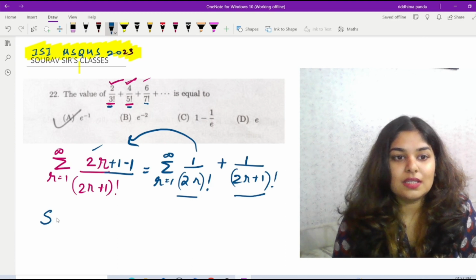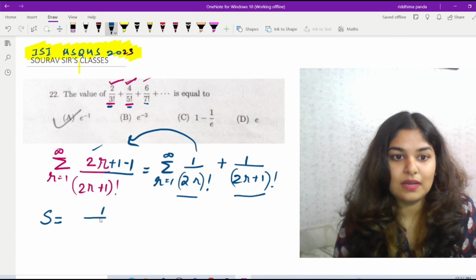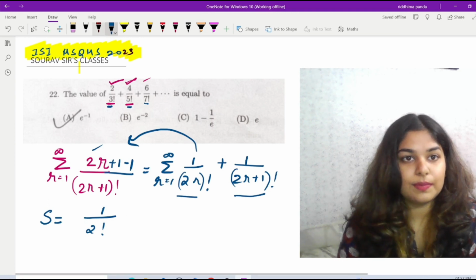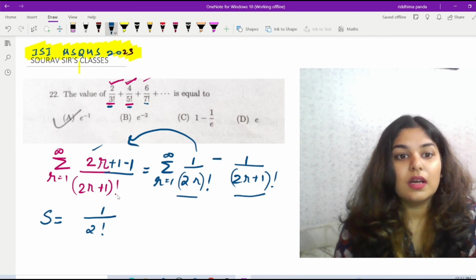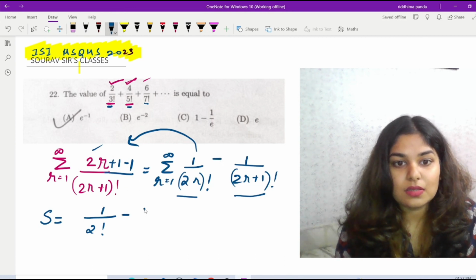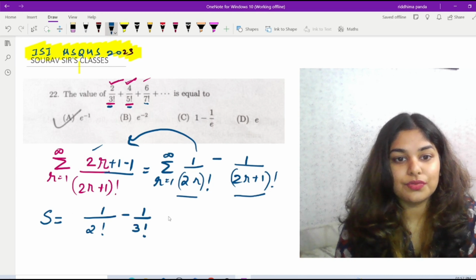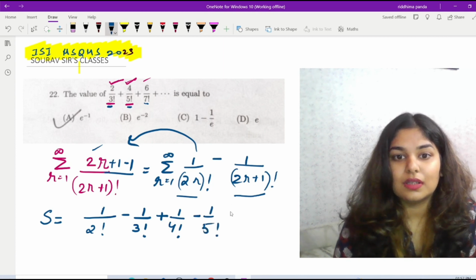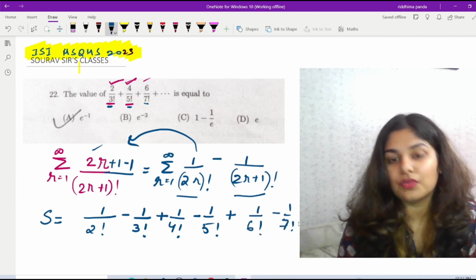Now the series will become like this. Let us put the values of r here. What do we get? When r is equal to 1, this is 1 by 2 factorial. Okay, this should be minus. I'm sorry, there's a mistake here. Yes, this is minus. Then we will get 1 by 2 factorial minus 1 by 3 factorial. When r is equal to 2, we have plus 1 by 4 factorial minus 1 by 5 factorial. Again, plus 1 by 6 factorial minus 1 by 7 factorial, and so on.